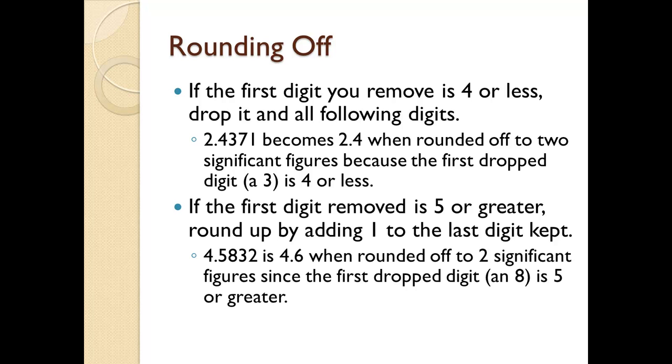In the second example, if I have 4.5832 and I want to get it to 2 significant figures, I look at the 4, the 5, and the 8. The 8 is helping me to determine what I'm going to do with that 5. Since it is 5 or greater, I need to round up by adding 1. So then it becomes 4.6, and that is to 2 significant figures.